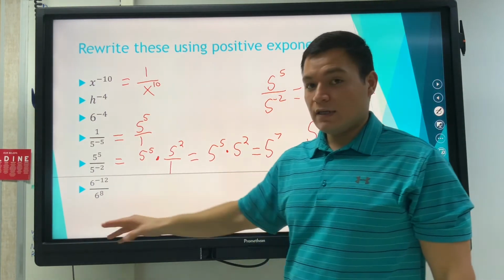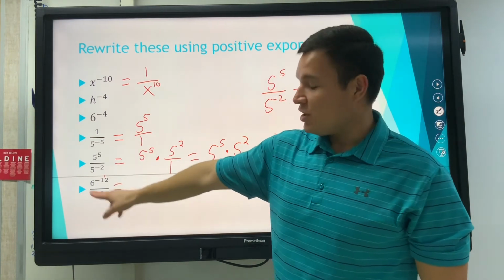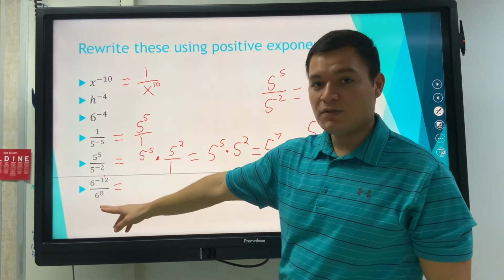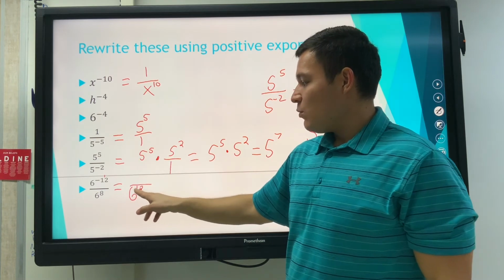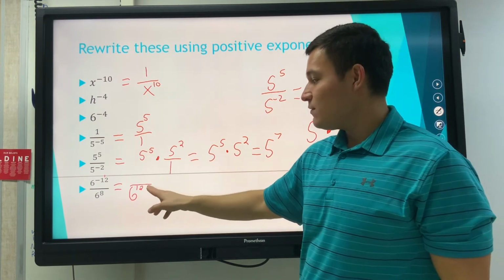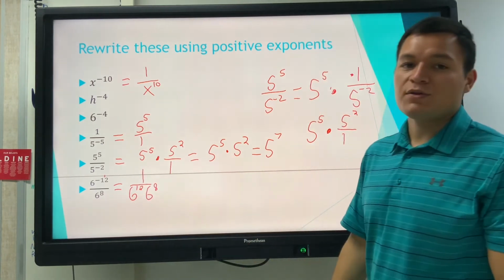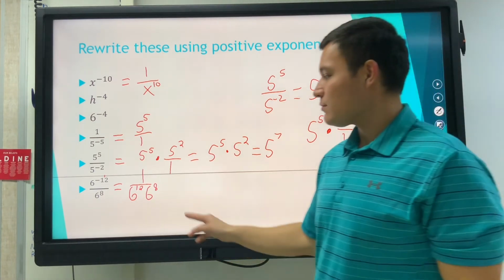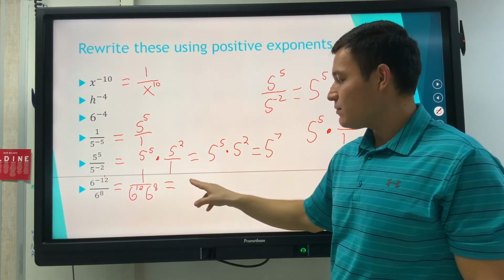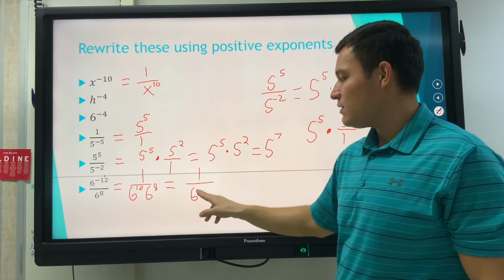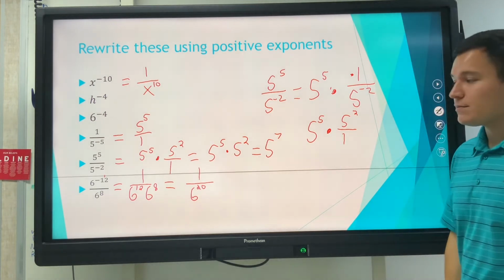To go through this one a little tiny bit quicker, the negative power is going to change its position. The positive power is going to stay where it's at. So this 6 to the negative 12, when you put it on the denominator, it's going to be a positive 12. 6 to the 8th is going to stay where it's at, and we need to put a placeholder number 1. Now that these are both positive powers, you can combine them together. 1 over 6 to the 12 plus 8, which is 1 over 6 to the 20th power.